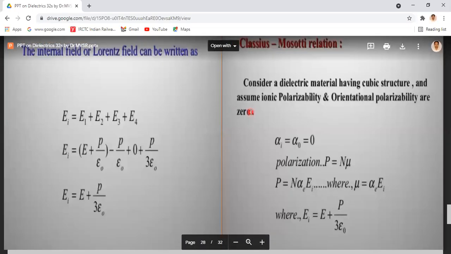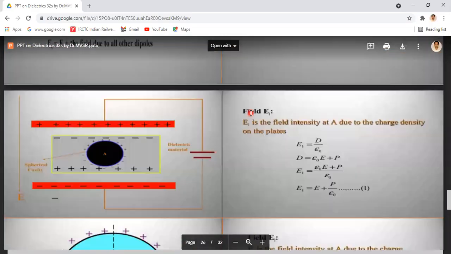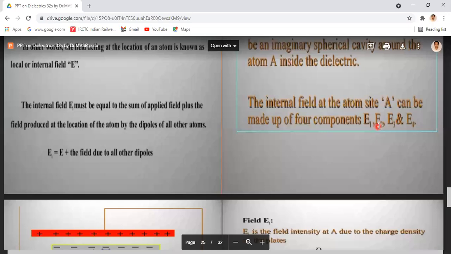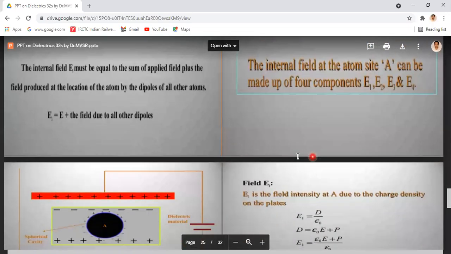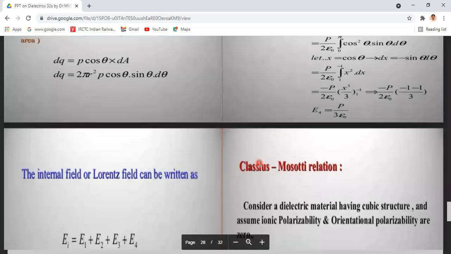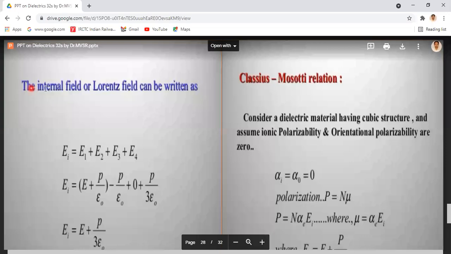So totally already we have calculated E1, E2, E3 and E4. Now the sum of all these components or contributions gives the local field, internal field. Now the internal field Ei is equal to the intensity of electric field due to capacitor.